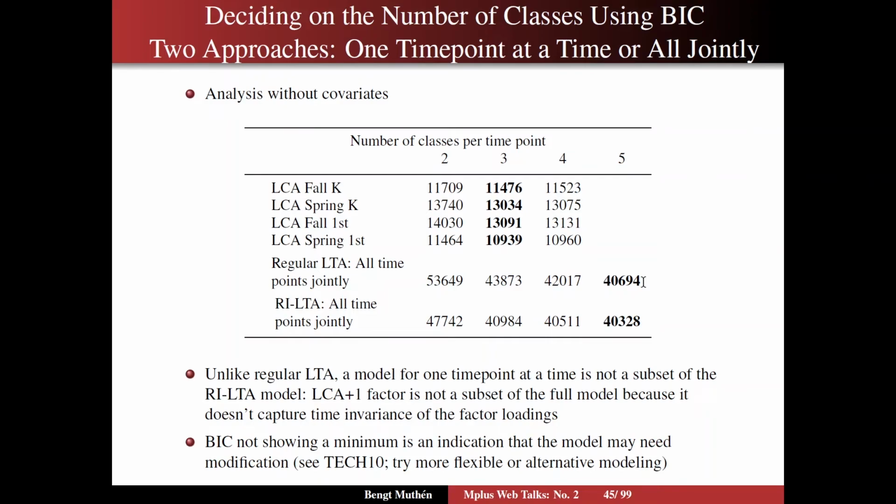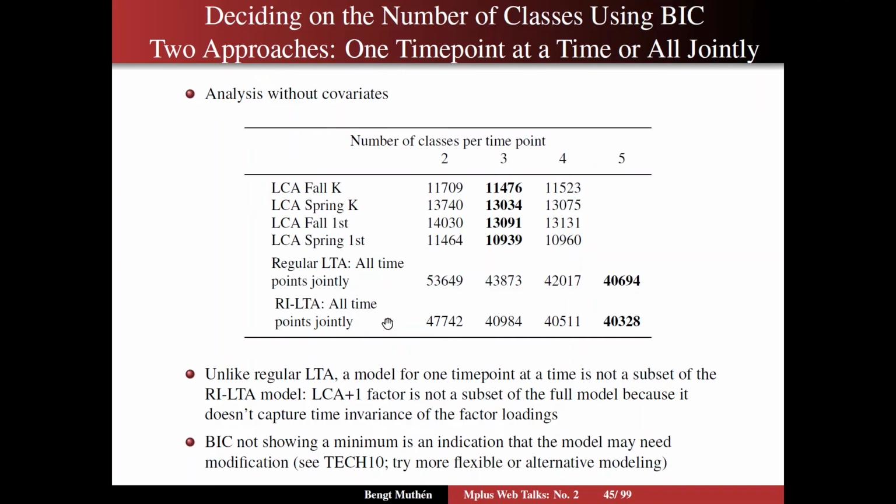Some modification of the model may be needed for this minimum of BIC to show up. If you continue with 6 here, you might see another drop in BIC, and I think I found that, and not an increase. So no minimum seen. RI-LTA, all time points jointly, says the same thing. That is, you don't find a minimum, so there too there may be room for improving the model.